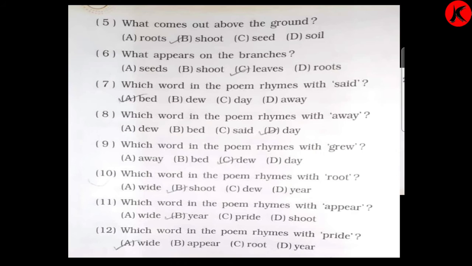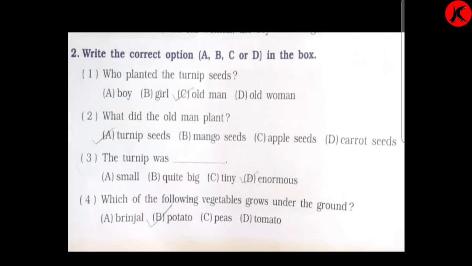Answer is day. 9 number. Which word in the poem rhymes with grew? The answer is dew. Which word in the poem rhymes with root? So the answer is shoot. Which word in the poem rhymes with appear? The answer is year. Which word in the poem rhymes with pride? The answer is wide. Now we'll go to the next page.